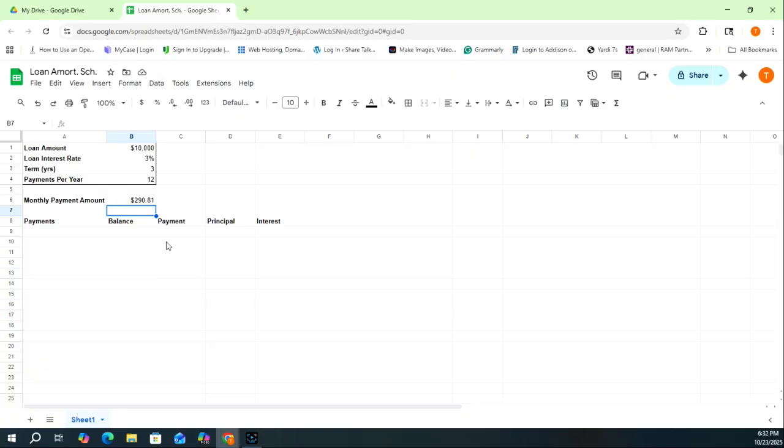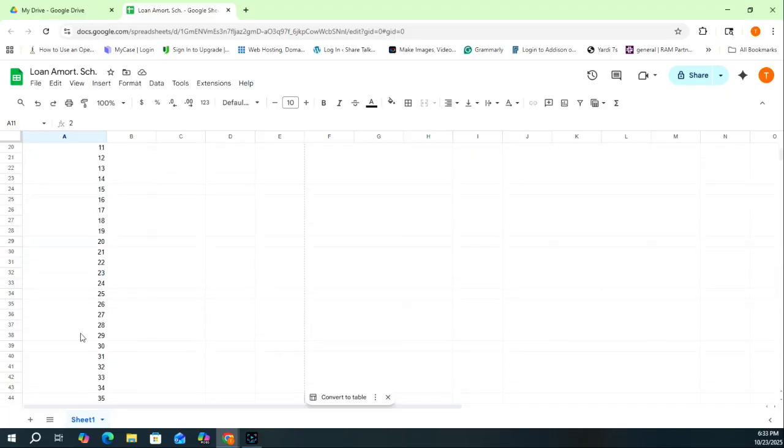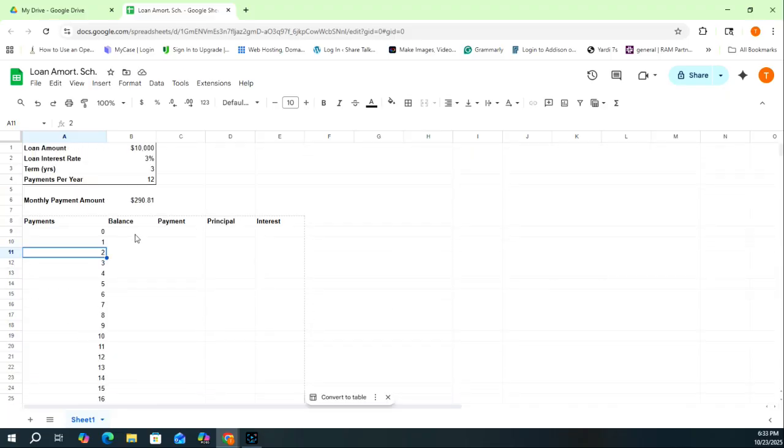Now I'm going to start filling out the rest of our amortization schedule. So for payments, this is just going to be the number of payments. I'm going to use the sequence function here just to get the total number of payments for the life of the loan, which is just going to be B3 times the number of payments, B4. And when I do that, it gives me the whole sequence of payments we're going to ultimately make to pay back this loan.